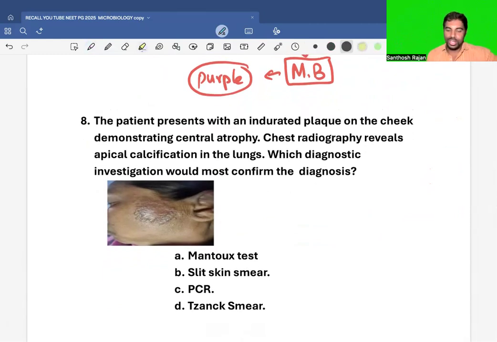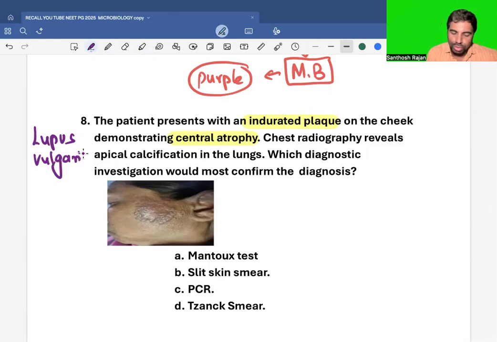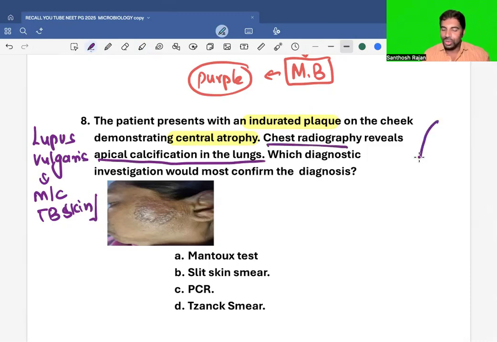Next question. This is derma related. A patient presents with an indurated plaque on the cheek demonstrating central atrophy. That is basically lupus vulgaris, which is the most common skin lesion in TB. Now, chest X-ray shows calcification of the lung. So what else do you need? You already have two clues: lupus vulgaris, and an apical lung TB, that is basically secondary TB. Now, which diagnostic investigation should confirm the diagnosis?